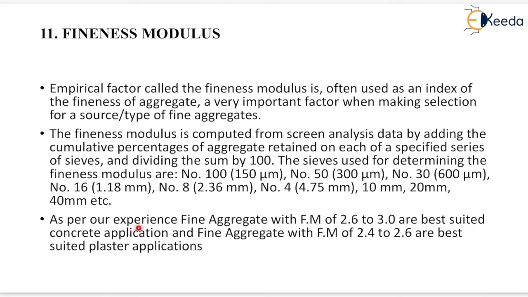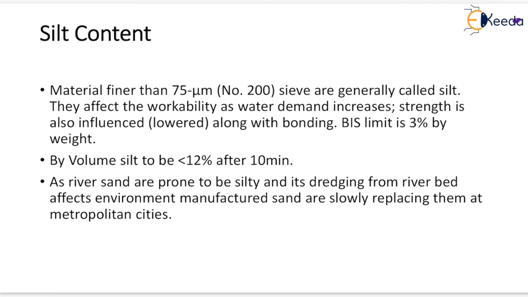As per our experience, fine aggregate with fineness modulus of 2.6 to 3 is best suited for concrete application, and fine aggregate with fineness modulus of 2.4 to 2.6 is best suited for plaster applications. Now next is the silt content.